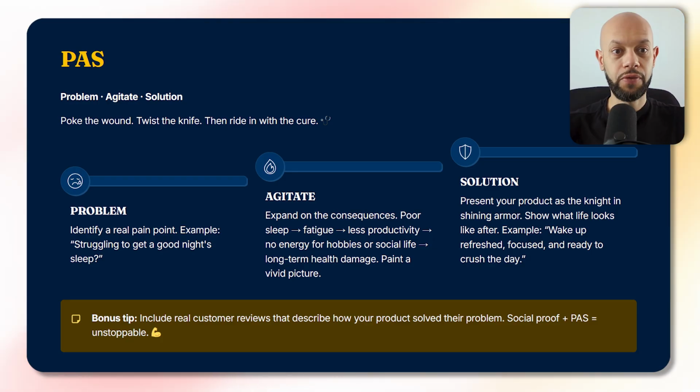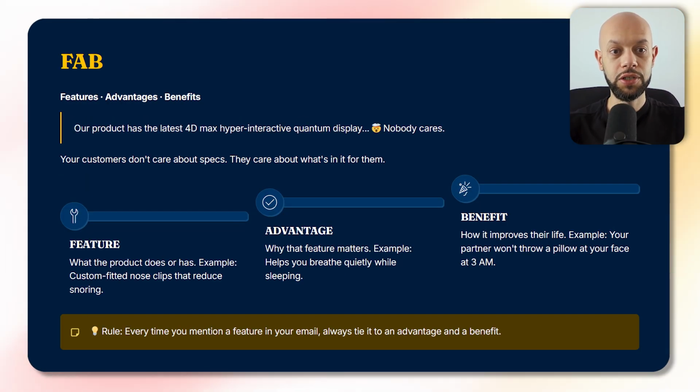The third copywriting framework is going to be the FAB, which is features, advantages, benefits. So when you hear a brand say our product has the latest 4D Max Hyper Interactive Quantum display, literally nobody cares. Maybe a small percentage of your audience, less than 5%, are nerds about your products and they love knowing more about the features, but the vast majority of your customers only care about benefits.